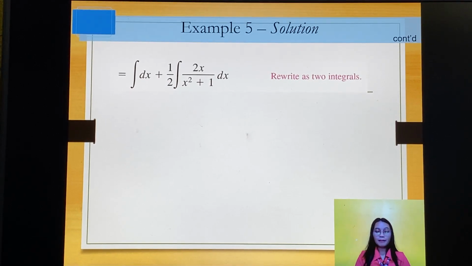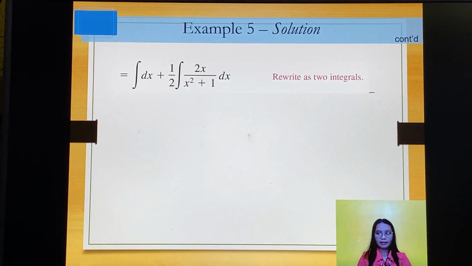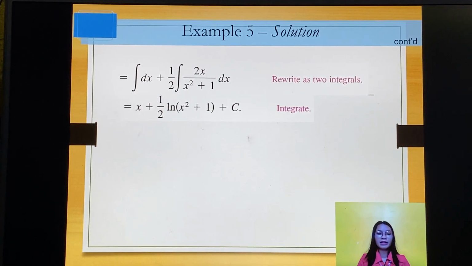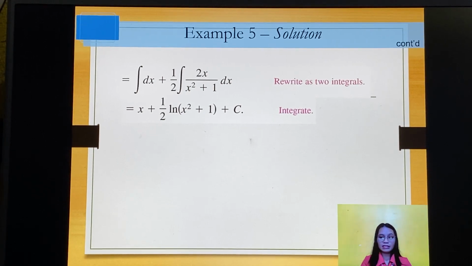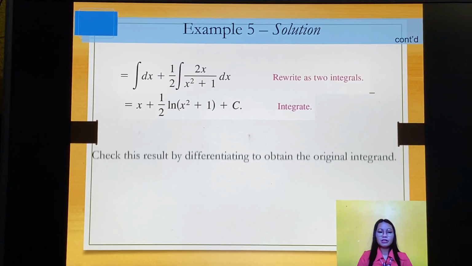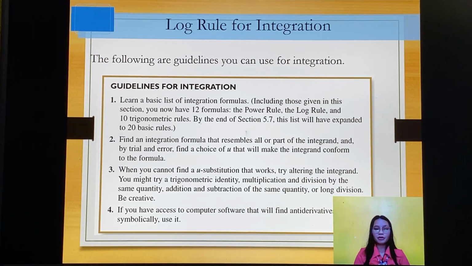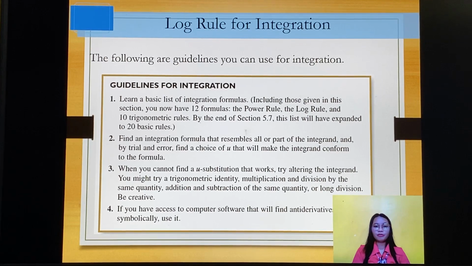After that, we can rewrite it as two integrals: the integral of dx plus 1 half the integral of 2x over x squared plus 1 dx. We can now integrate to get x plus 1 half the natural log of x squared plus 1 plus the constant c. Check this result by differentiating to obtain the original function. So here is the log rule for integration.